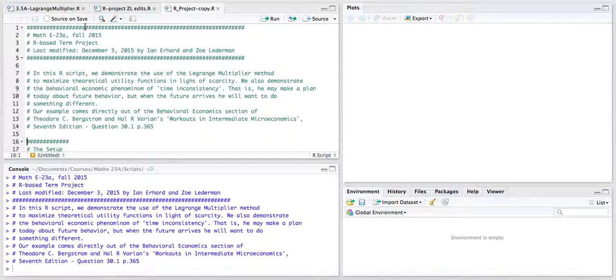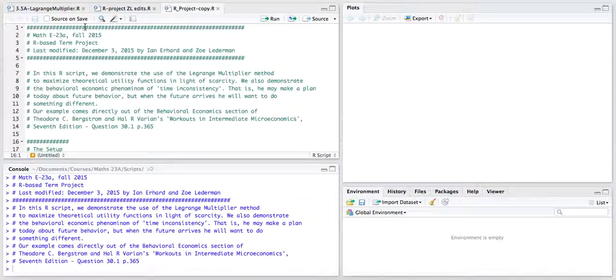And today we are going to run through our R script and demonstrate the use of the Lagrange Multiplier method to maximize theoretical utility functions in light of scarcity. We also demonstrate the behavioral economic phenomenon of time inconsistency. That is that our character in the problems that we'll go over may make a plan today about future behavior, but when the future arrives, they'll want to do something different.